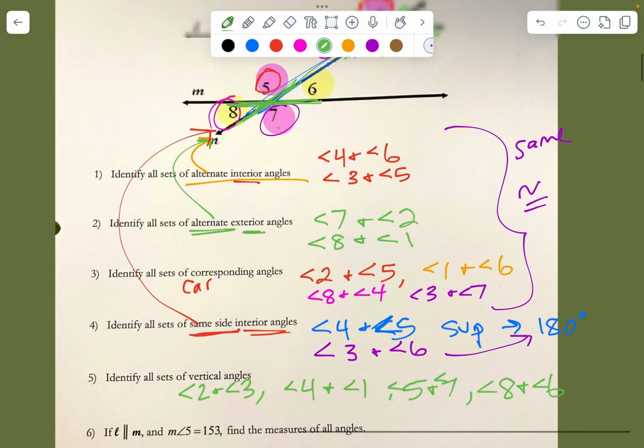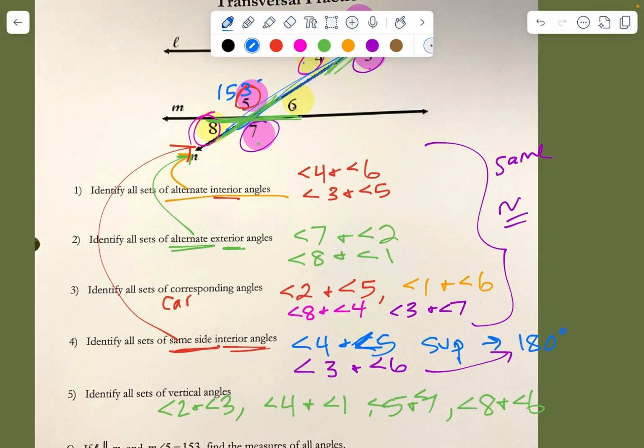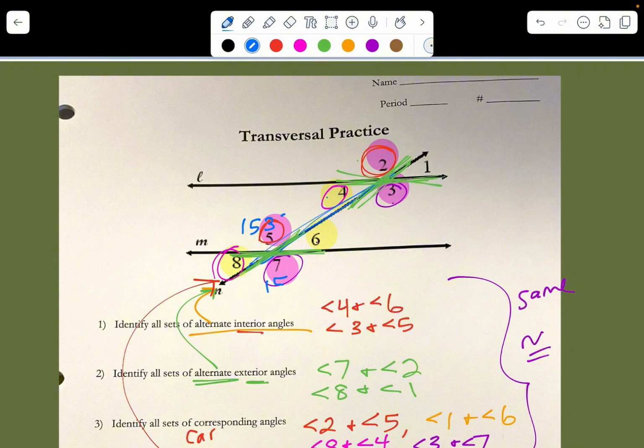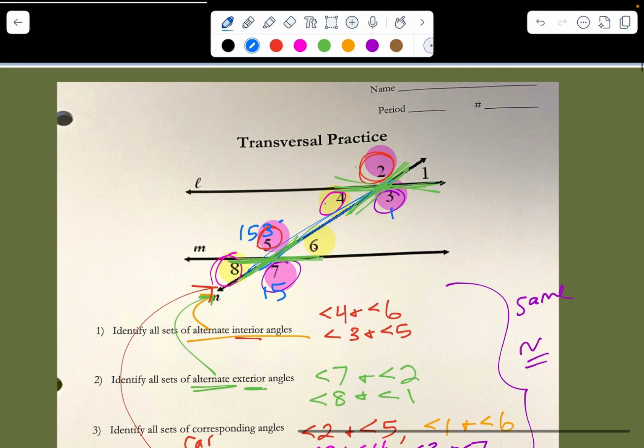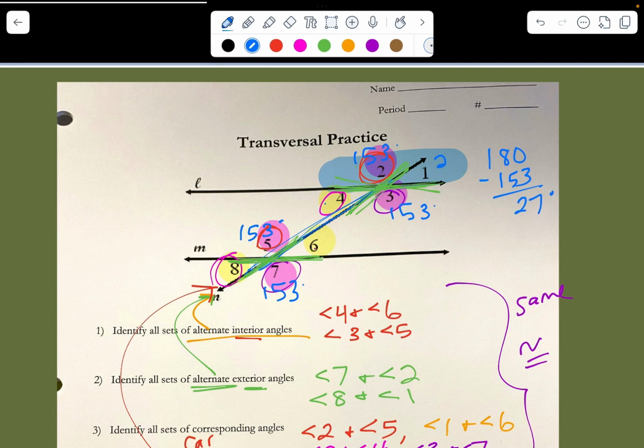For the next one, it says L and M are parallel. The measurement of angle 5 is 153. So it wants you to find all measures of the angles. Anything in this hot pink color is going to be 153. And then we have linear pairs. 1 and 2 together make a straight line. 1 and 2 together make 180. So we can say 180 minus 153, and that will give us 27 degrees. So that means all of the acute angles would then be 27 degrees.